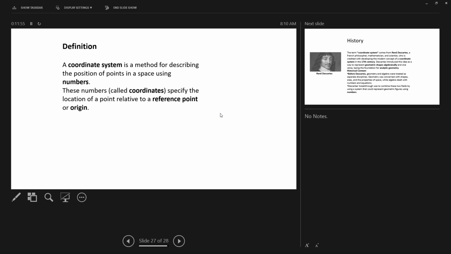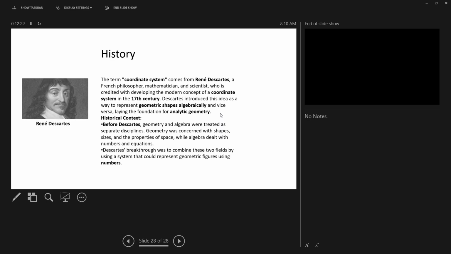Now we go back to the definition. A coordinate system is a method for describing the position of points in space using numbers. These numbers, called coordinates, specify the location of a point relative to a reference point or origin. I think we now understand the definition better. Let's end with the history.